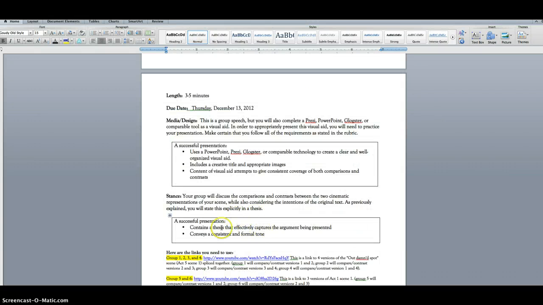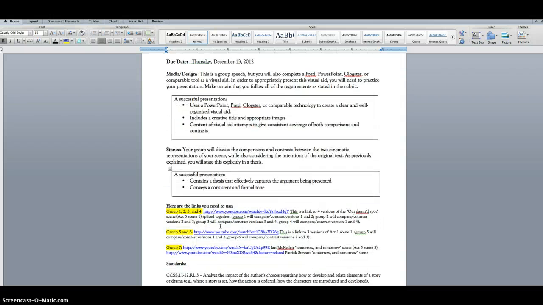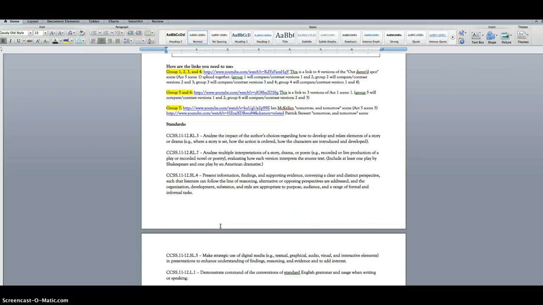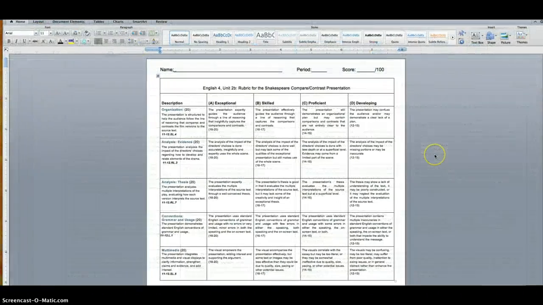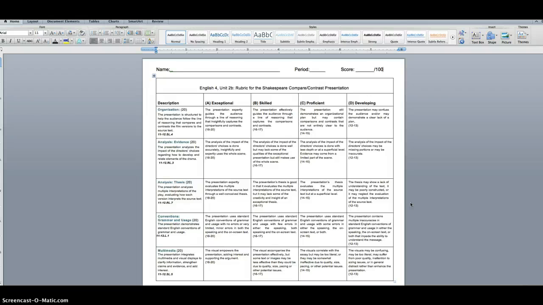They will need to have a thesis for this presentation. And then listed here are the standards that will be assessed summatively, specifically through this compare-contrast presentation. And this is the rubric. So you will see those same standards reflected in the rows of this rubric.